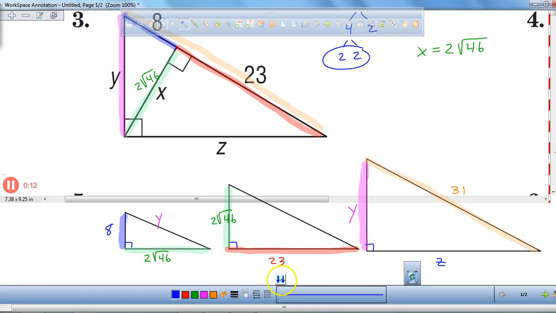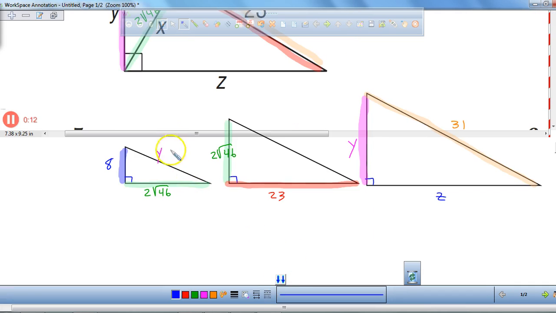So look at these similar triangles, and we'll set up proportions to solve for y, and we will set up proportions to solve for z. So let's check this out. Let's compare this side, this hypotenuse, to the 31. So here's what I want you to do. I want you to write y right here equals this side, which is 31, just like here, with the 8 right here.